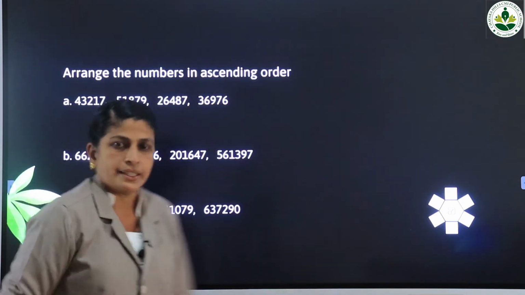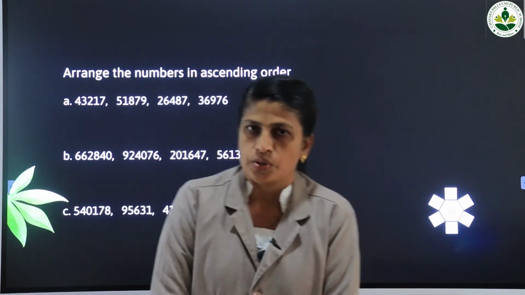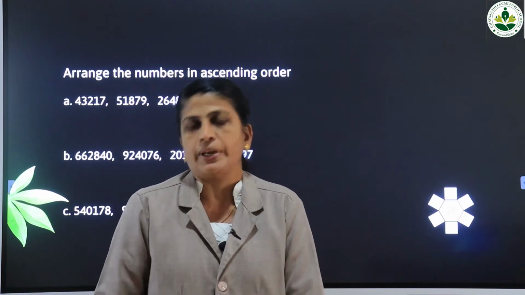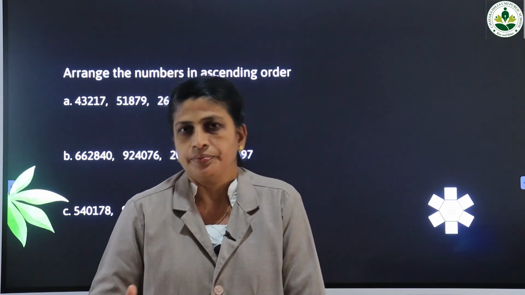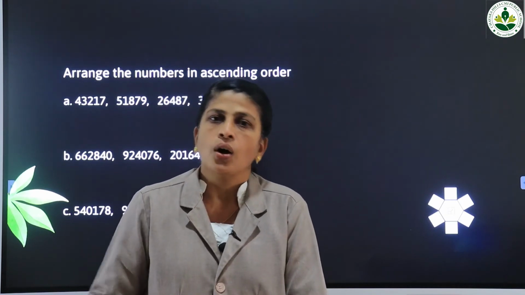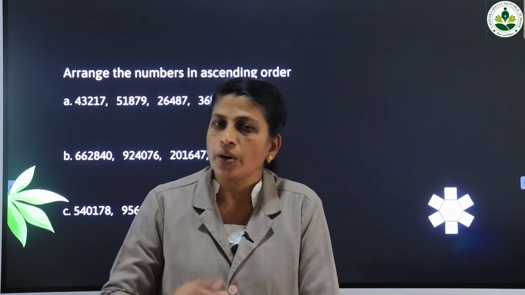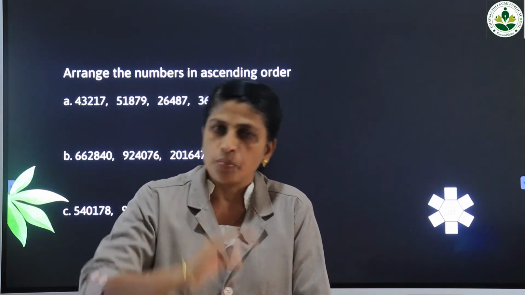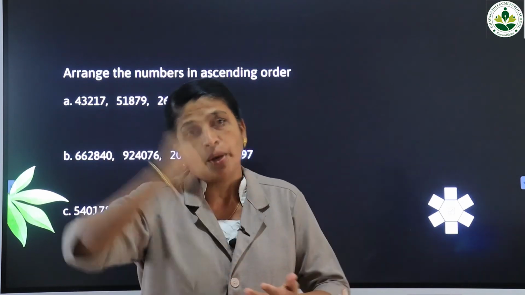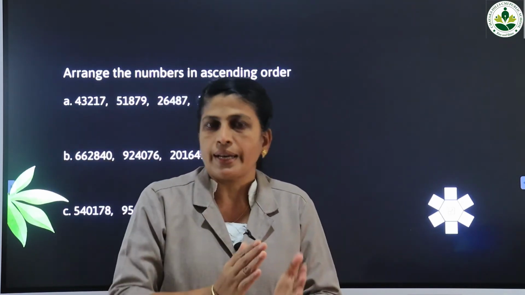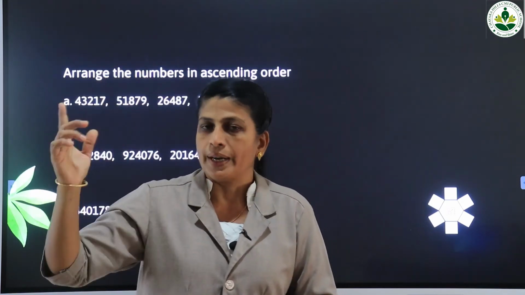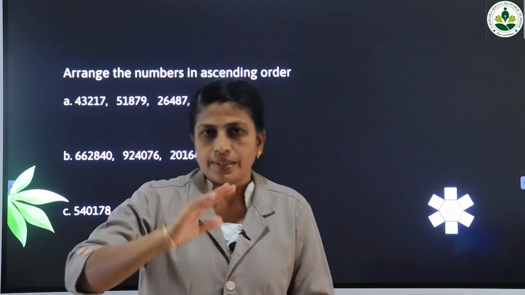Then next is ordering of numbers. Ordering means you have to write the numbers in some order, which you have already studied: ascending order or descending order. Ascending order means small to big, climbing up from the smaller number to the bigger number. You write the smaller number first, and last you write the bigger number.